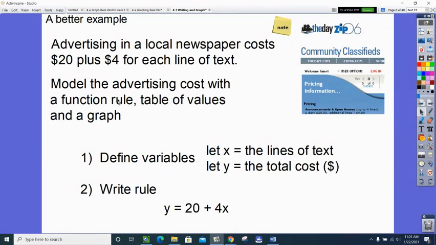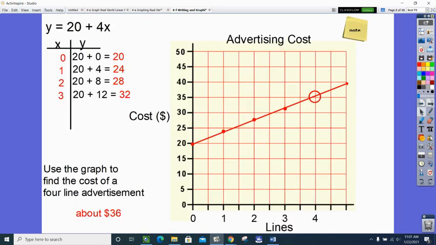Model advertising cost with a function table of values and a graph. I thought there was a question here. Oh, use the graph to find the cost of a 4-line advertisement. Sorry, I missed that down there. So here's 4 lines, and I go up and I hit the graph, and it looks like it's just above, like if this would have been in the crosshairs, $35, a little bit more. It's about $36. And that's how I can use the graph to make predictions.